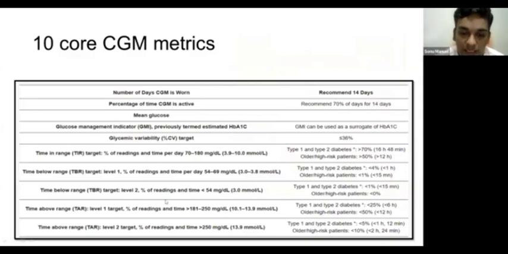Now, all these things have cutoffs. Mainly when we are considering time in range, the sugars are between 70 to 180. Level 1 hypos are between 54 to 69, and level 2 hypos are less than 54. For time above range, level 1 hyperglycemia is from 180 to 250, and level 2 is more than 250.